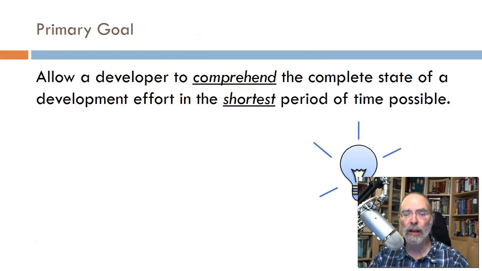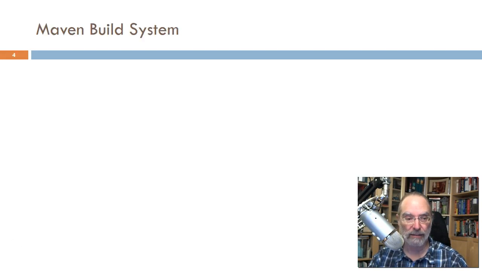So, its primary goal, going back to its original statement, is to allow a developer to comprehend the complete state of a development effort in the shortest period of time possible. How to quickly understand what a project is about. You could read the source code, but without an understanding of what libraries and what other components come together, it would be hard to understand what exactly a particular project is about. The Maven POM file can help us with that.